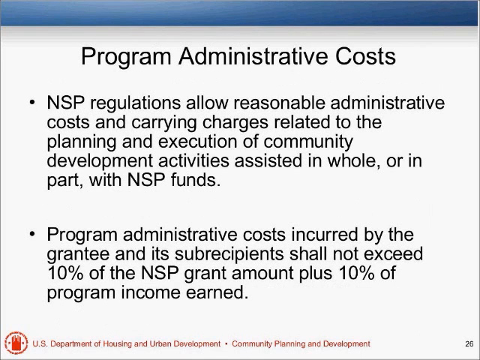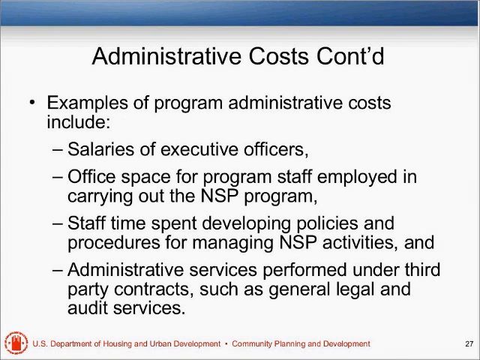Speaking of administrative costs, NSP regs, as many of you are aware, allow reasonable admin costs and carrying charges related to planning and executing the program. It's 10% of the award amount and 10% of program income earned. Okay, some examples of administrative costs: salaries, office space, staff time doing policies and procedures manuals, administrative services provided under third-party contracts, such as legal work and your audit. Those are all considered administrative costs.